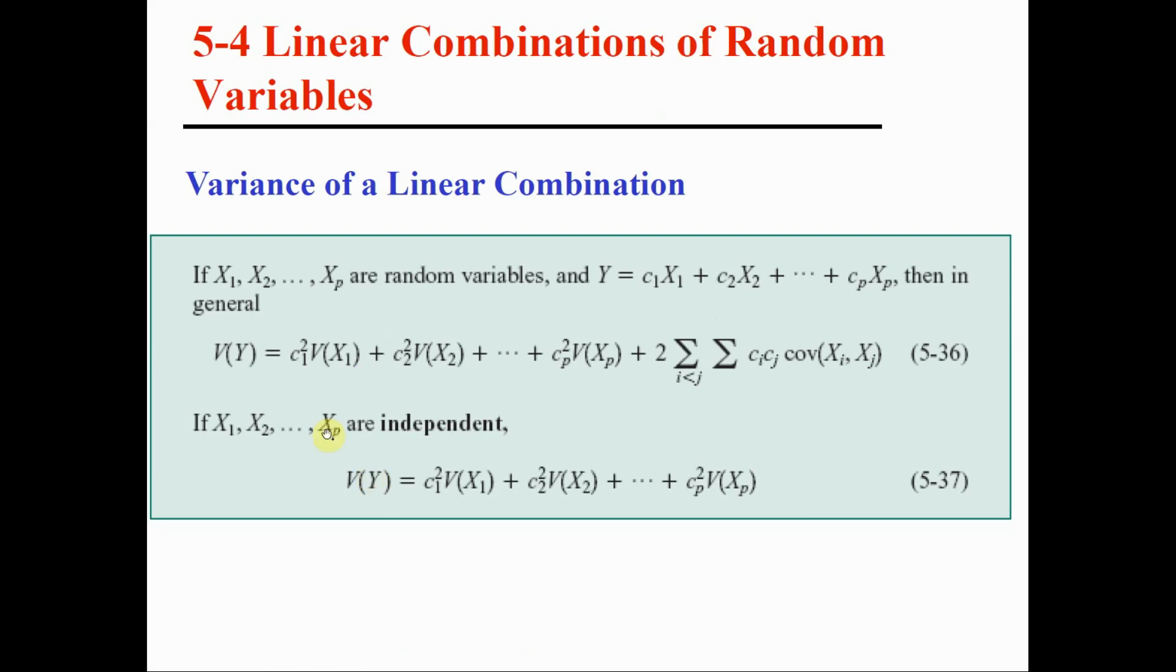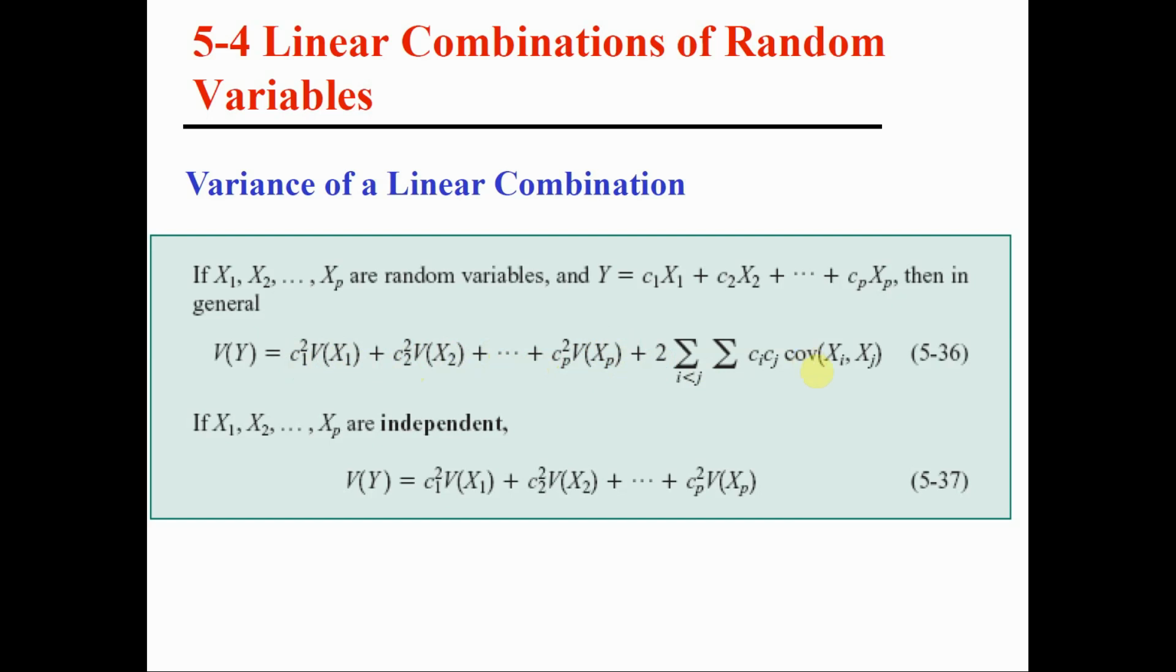Now what if the variables x1, x2 until xp are dependent? What if they are not independent? How can we calculate the variance of this y? We start with the same thing: c1 squared variance of x1 plus c2 squared variance of x2 plus and so on until cp squared variance of xp. But in addition to this, we add some terms that contain the covariance.